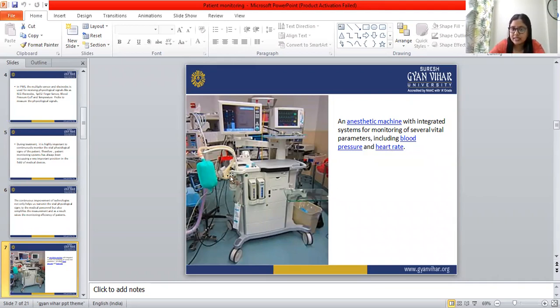This is an integrated system for monitoring the patient, such as blood pressure and heart rate. So we can monitor through this anesthetic machine.